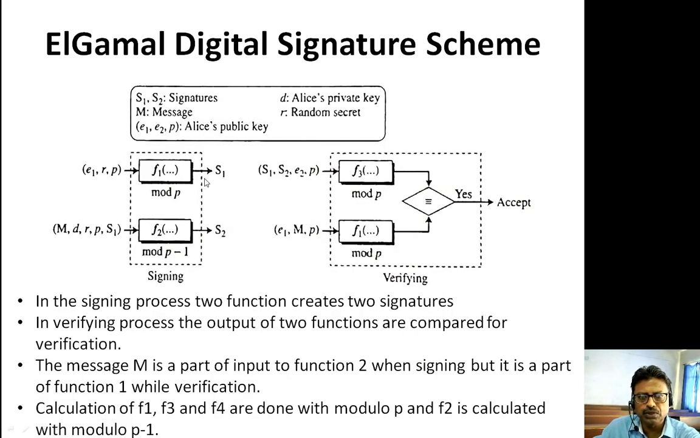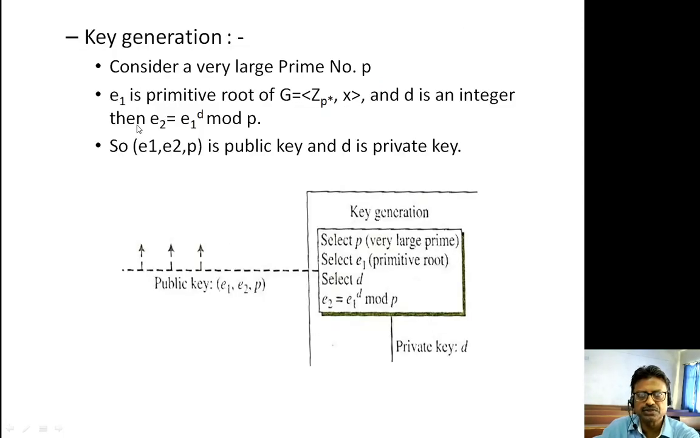Before we go into how the two signatures are generated, the first thing is to generate the keys, that is the private key and the public key. As we have seen in the case of the ElGamal crypto system, we consider a very large prime number P. Then we select E1 as the primitive root of Z_P star, where P is the prime number assumed, and D is an integer such that E2 is equal to E1 to the power D mod P. So E1, E2 and P form the public key and D is the private key. This is the public key and private key associated with the sender who has generated this particular key.